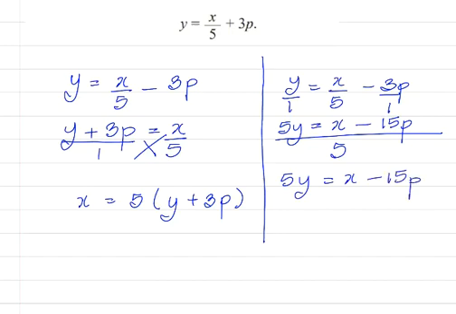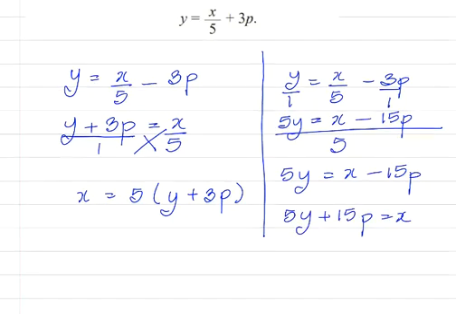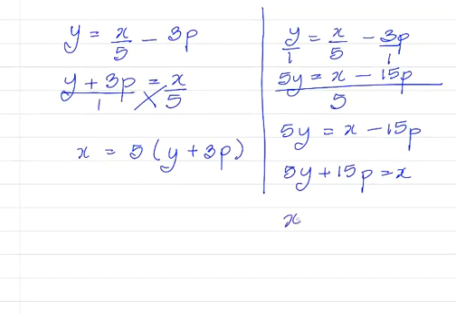I need to make x the subject, so I need to have x by itself on one side. I'm going to have 5y plus 15p is equal to x. Turn it around. This is simply saying x is equal to 5y plus 15p. So this is an alternative approach, and you'll still end up with the same answer. If you look carefully, you'll see that the two answers, the answer here and the answer here, are both the same.